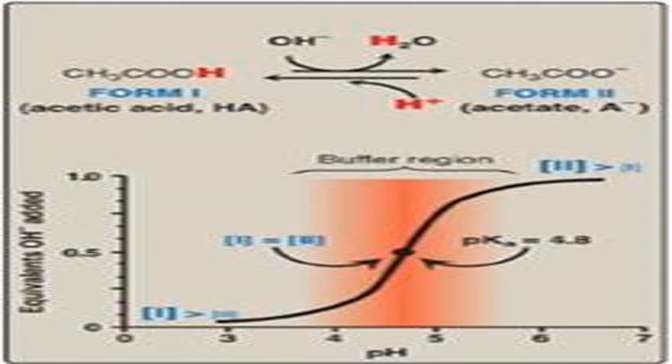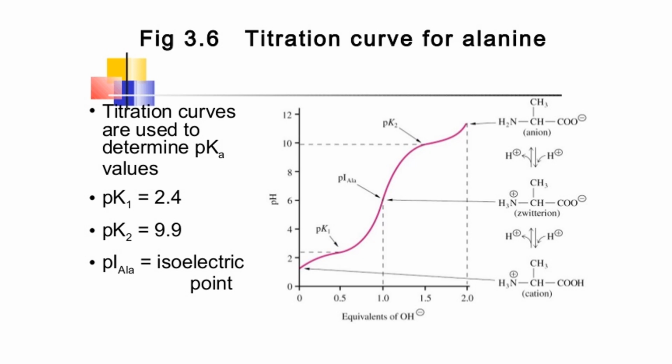The midpoint between 3.8 and 5.8 is 4.8. This is the pK value at which half of the acid is dissociated. So form 1 is the acetic acid and form 2 is the acetate ion. At the pK, 50% is acetate.